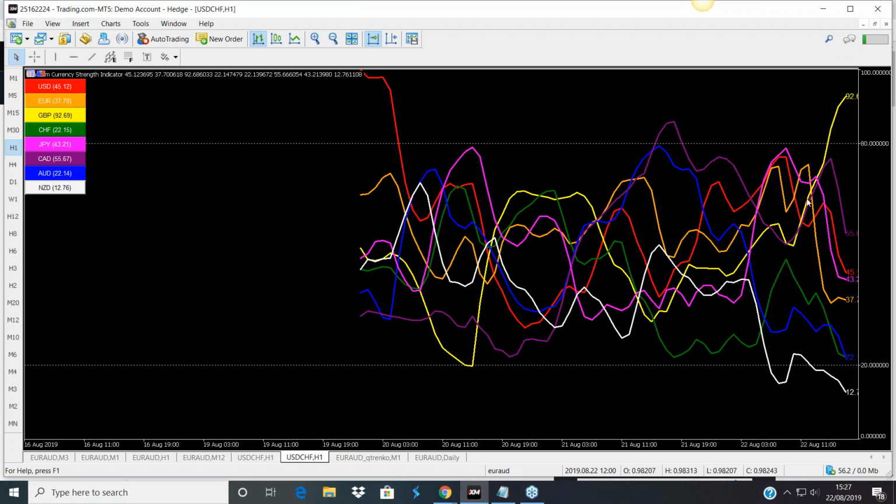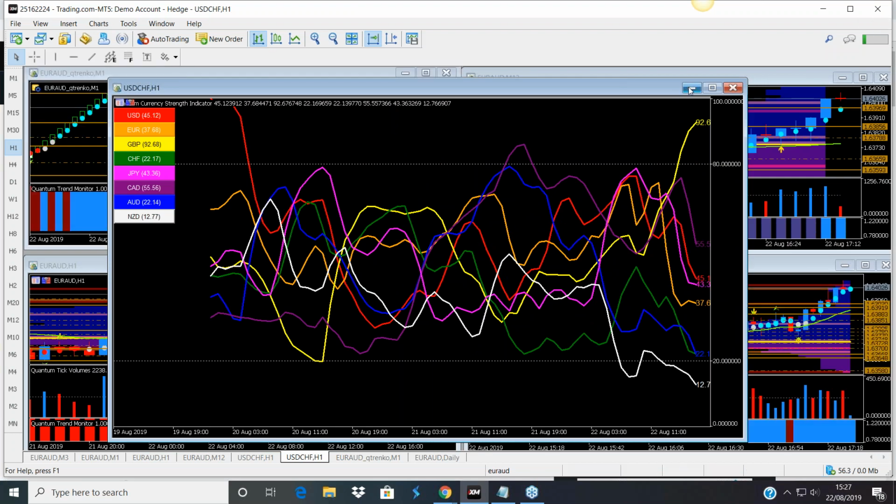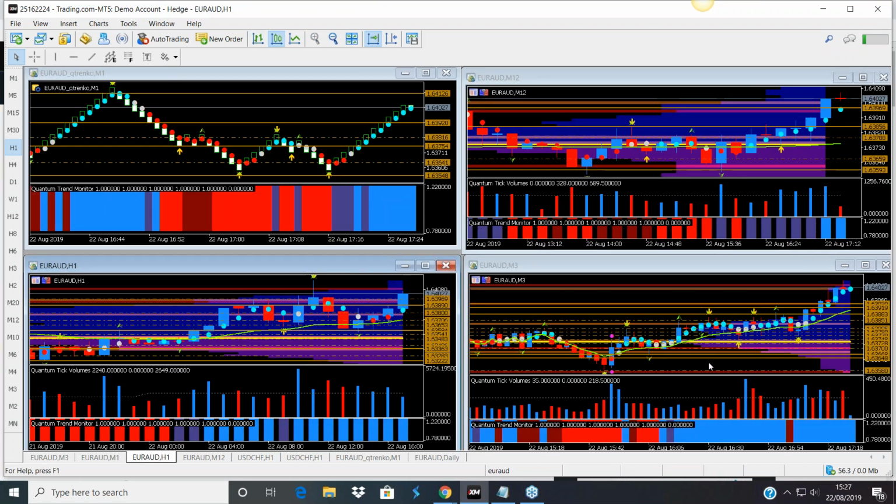What happens when the lines are going in the same direction? The indicator is telling us that there is no divergence at this particular time. Essentially, the chart is moving sideways. It's range bound for the time being. The time frames that I used were the hourly, the 12-minute chart, and the 3-minute chart.